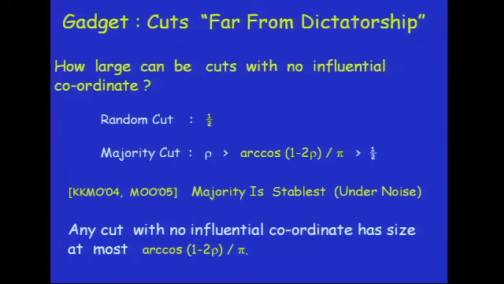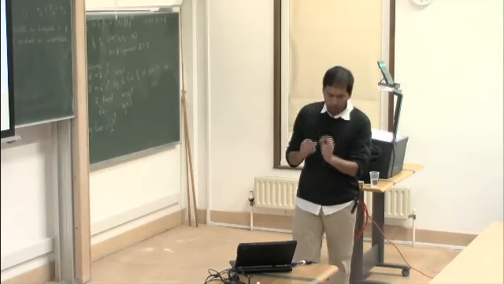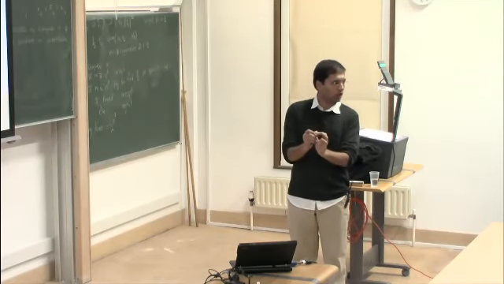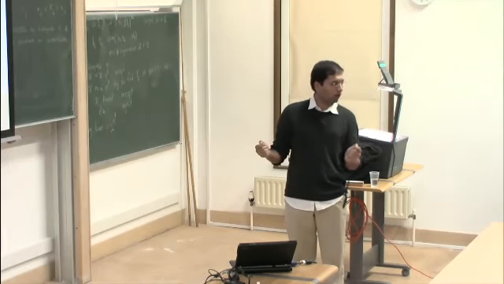On the other hand, this refers to the analysis of the reduction. You need to worry about cuts which do not look like dictatorship cuts, or rather cuts which are far from dictatorships. So what do I mean by a cut which is far from a dictatorship? If you view a dictatorship as a Boolean function, then it's a function where one particular coordinate is influential and the remaining coordinates are irrelevant.